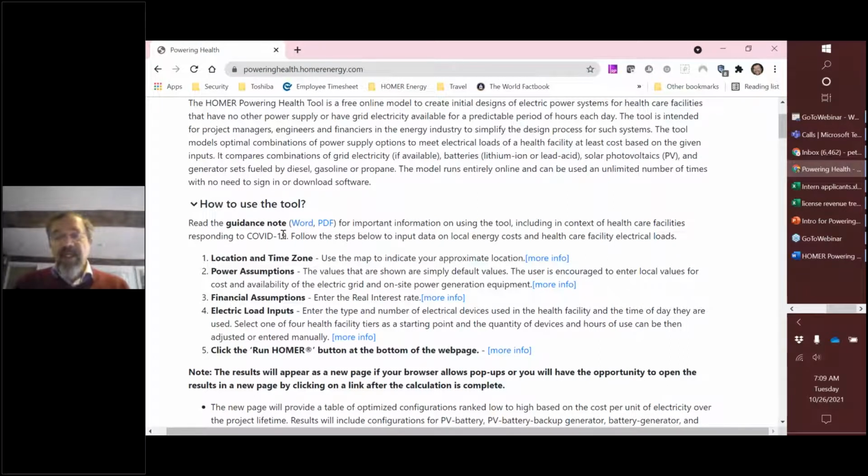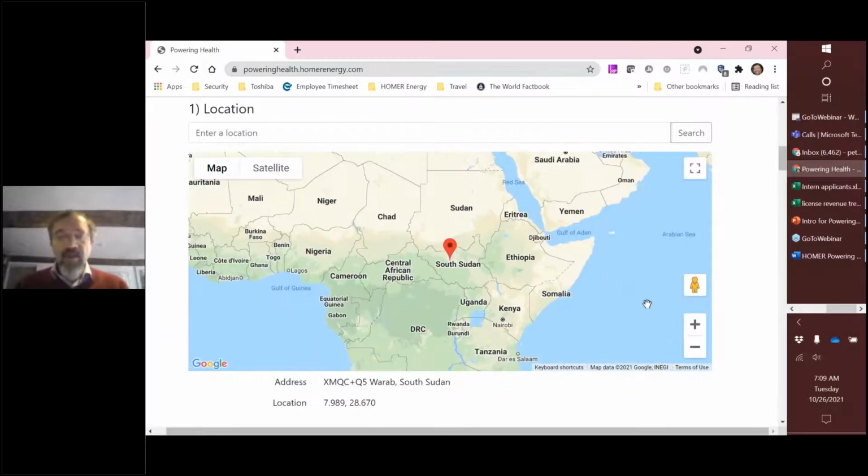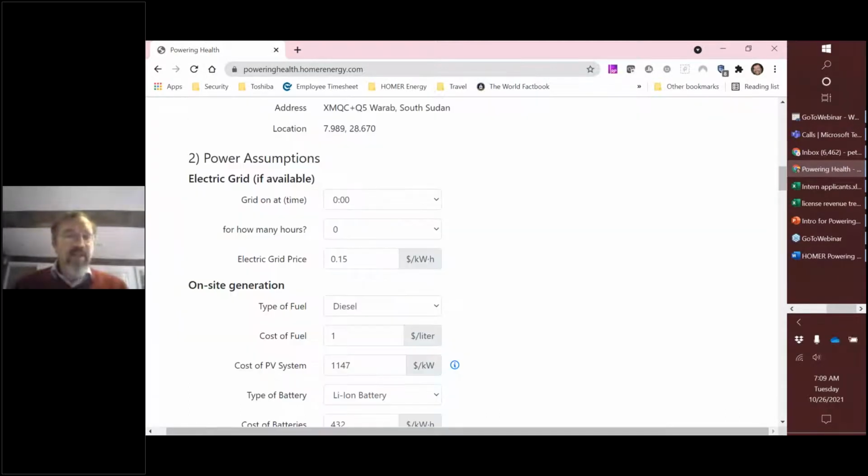So by clicking on a map, and since Mark started with South Sudan, I'll just use that. That downloads the solar resource data. Then if there's an electric grid available, you can talk about what the price is and how available it is. Is it only available for 6 hours a day or something like that? In HOMER Pro, you can have random outages as well, but this is a simple tool.